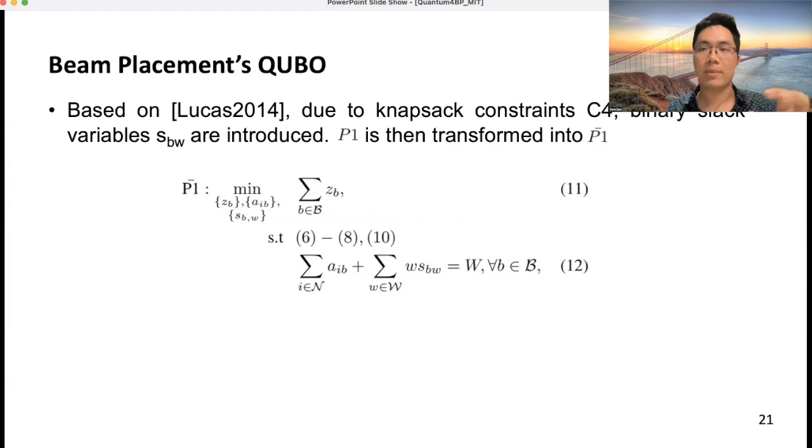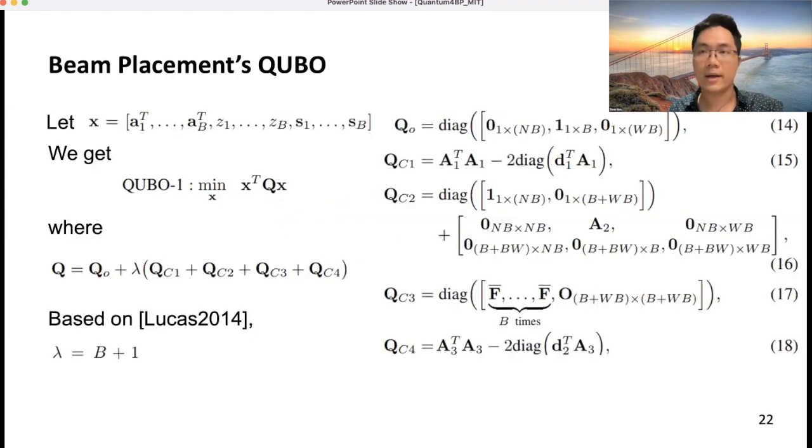In order to apply a quantum computer, we need to transform the problem to a QUBO problem first. Based on Lucas 2014, we need to overcome the knapsack constraint C4 first. To do so, we introduce slack variables to obtain P1 bar and make C4 an equality. After that, also based on Lucas 2014, we can create a QUBO problem of P1. You can check my paper for the details of the mathematical derivation.